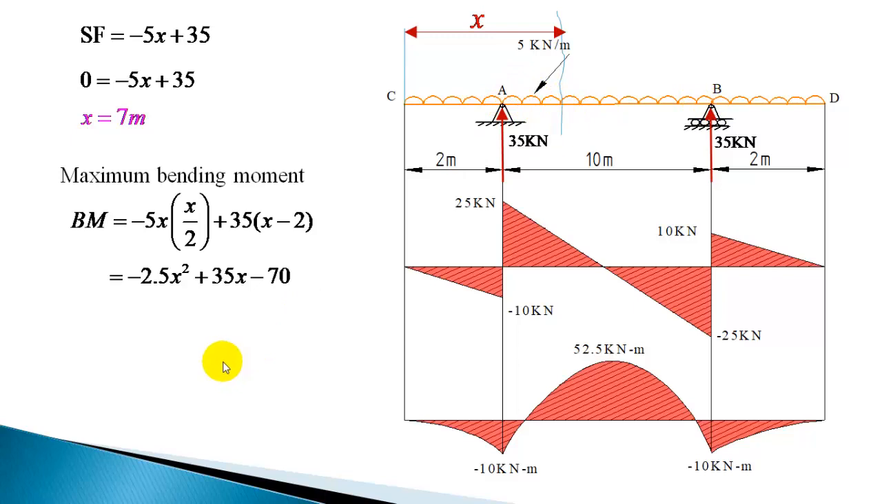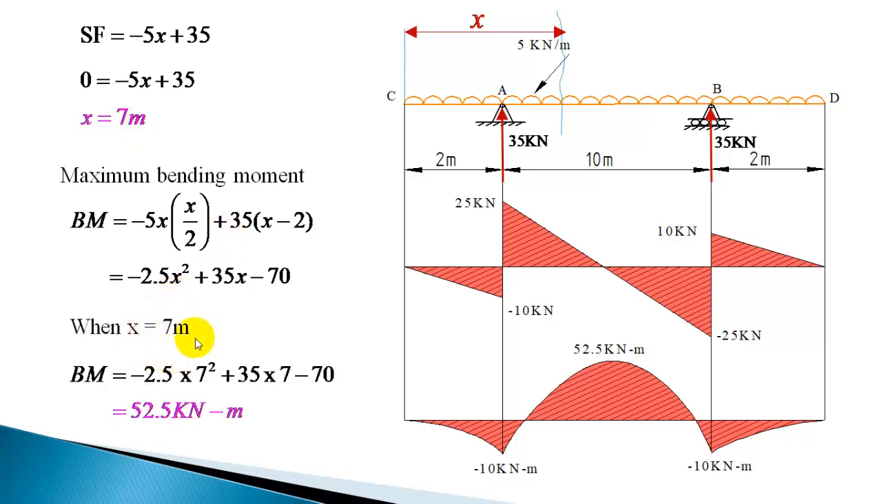At any point you can calculate the bending moment using this equation. We need this particular point, that is 7 meter from left end. You already got that location, and you have to substitute x as 7. Now substituting x as 7 meter, you will get the value of bending moment as 52.5 kilonewton, and you mark it in the diagram. Okay, so that will complete the bending moment diagram.